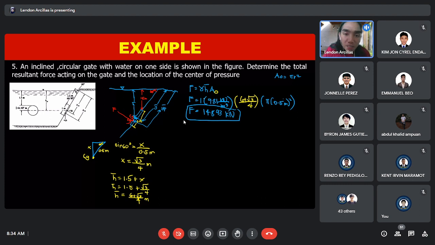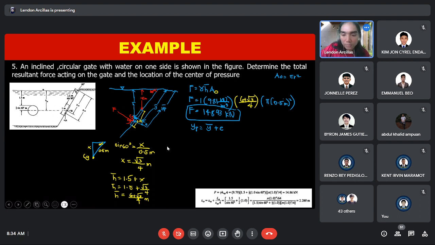Okay, next is the location of its hydrostatic force from the inclined surface. Again, Yp is equal to Y bar plus E. This is E, right? But how do we find Y bar? Ulitin natin.